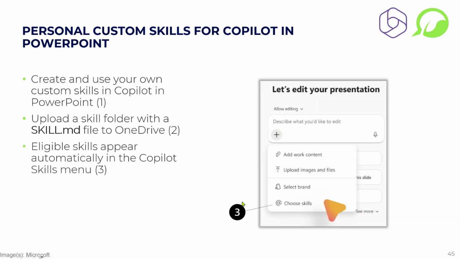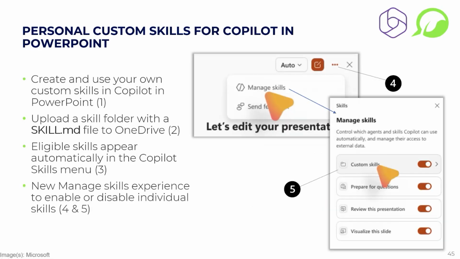So what do we have? How do you use them? We're in PowerPoint, click on the little plus sign, say we'd like to choose our skills, and then we can choose a skill and apply it. You can manage these skills, turn them on and off, and disable them if you want to. It's up to you whether you even see them. Depending on what you want, you might just want them out of the way, or you might want them activated.